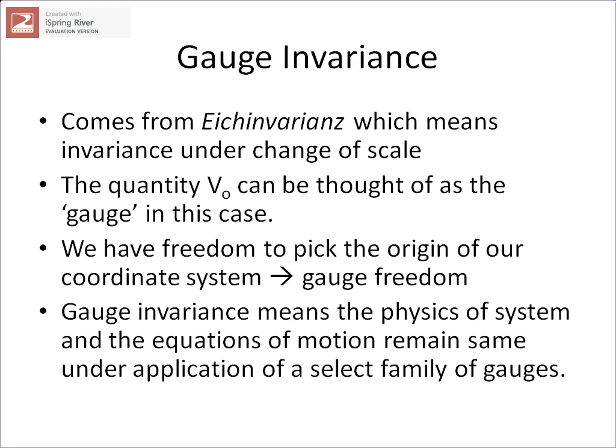Gauge freedom often allows us to express our equations in a simpler form while still preserving the physics of the system. For example, we can just set V0 to 0 in our example earlier, and it doesn't change the dynamics of the falling ball. We will now move to an example from electromagnetism.